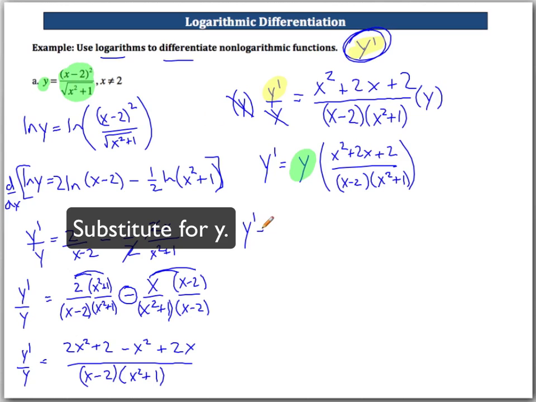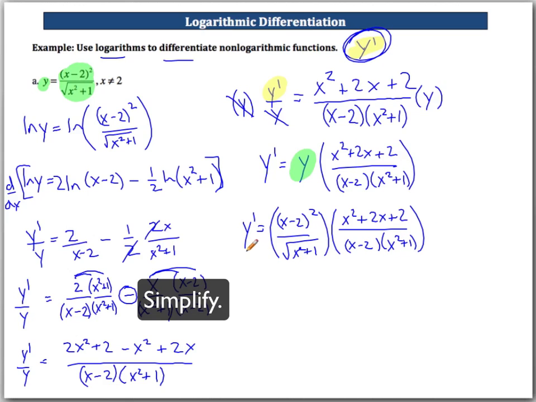So we get y prime equals x minus 2 squared over the square root of x squared plus 1, and then times the rest of this, x squared plus 2x plus 2 over x minus 2 times x squared plus 1.